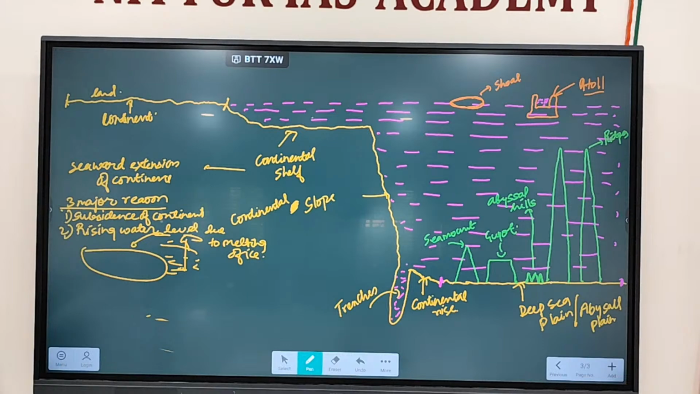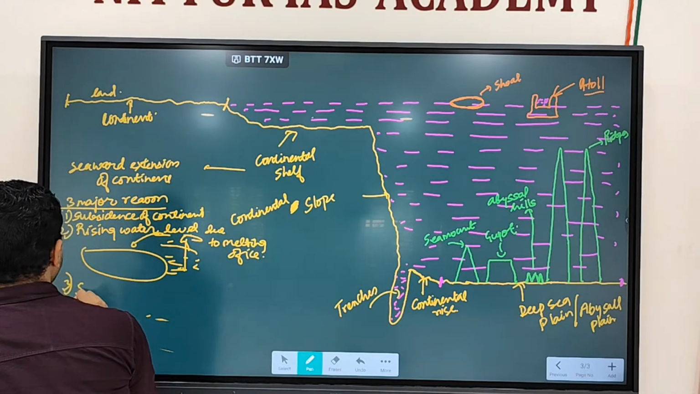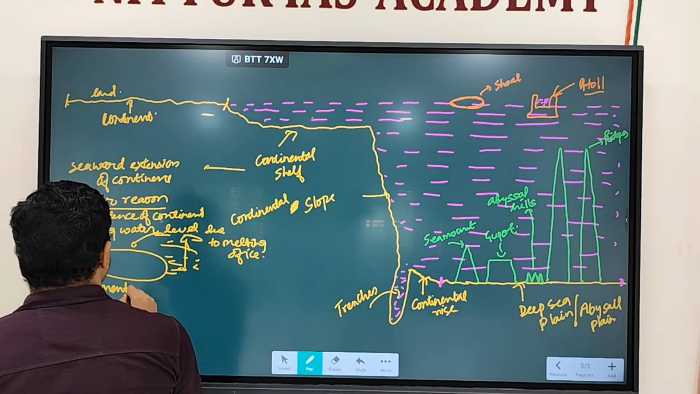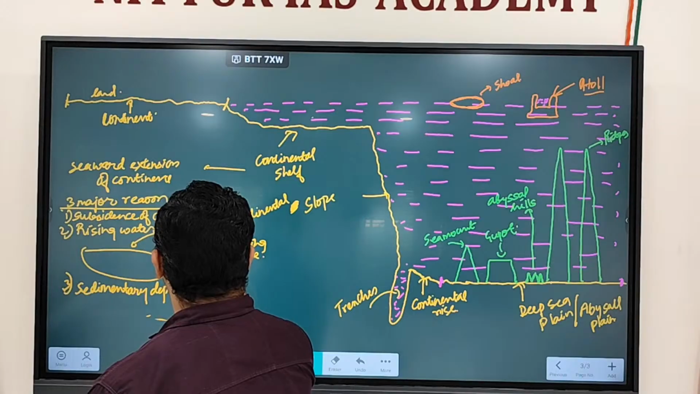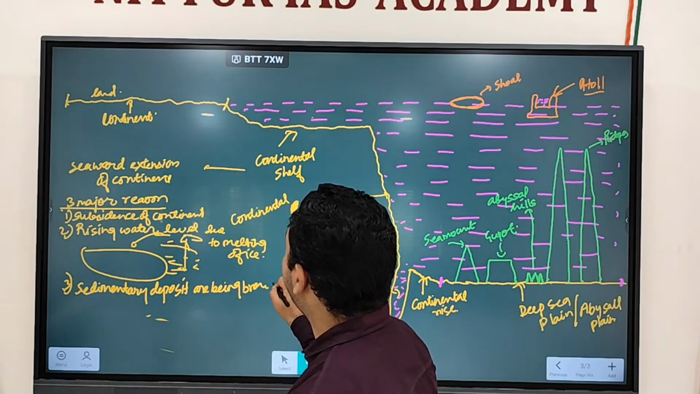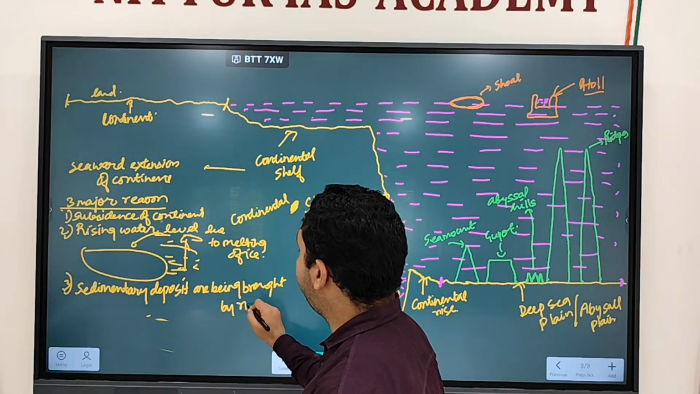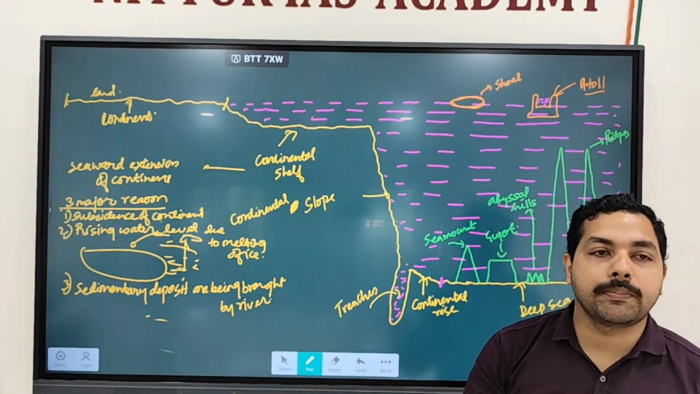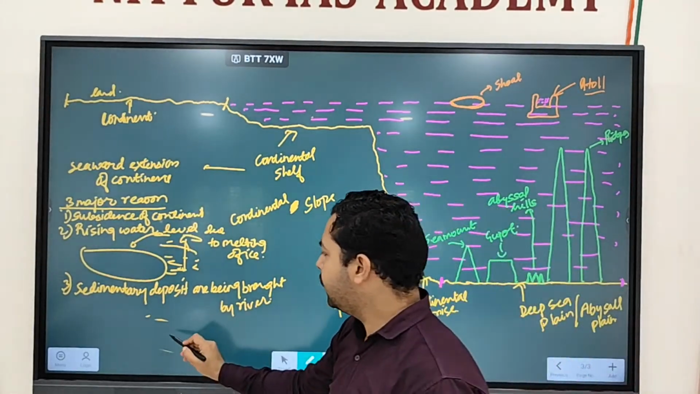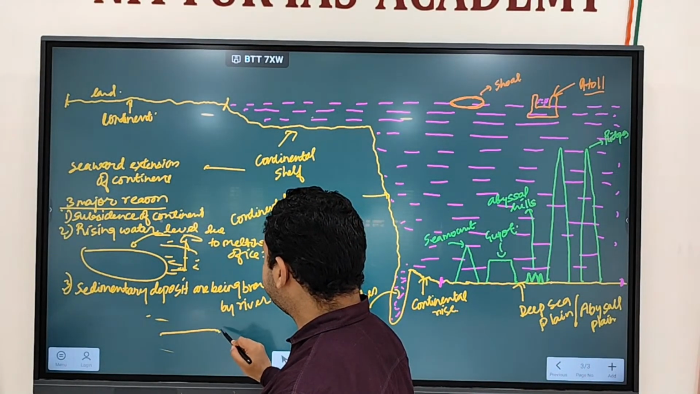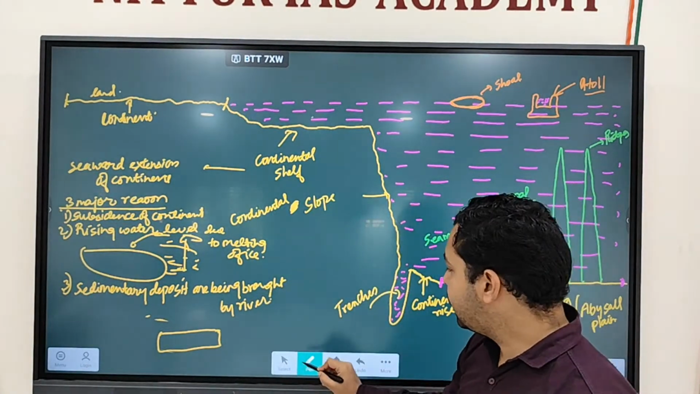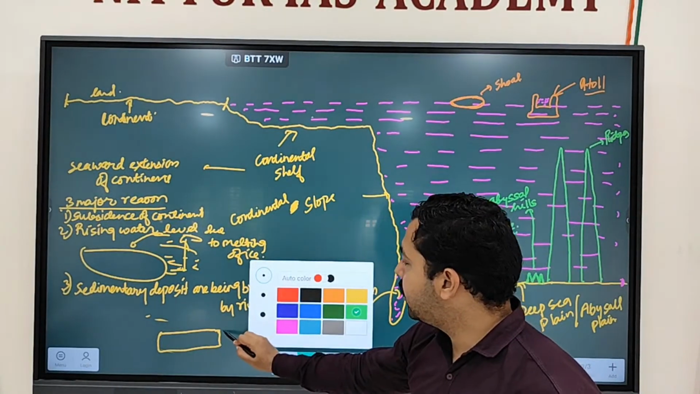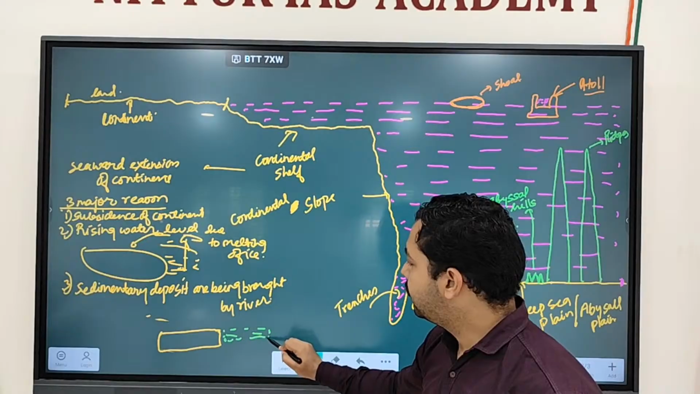Fine. And the third major reason why it can be created is sedimentary deposits being brought by the rivers. Let's say this is a continent. And this part is nothing but your ocean part.